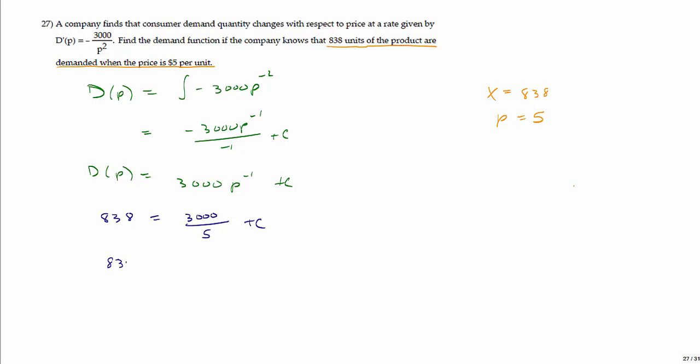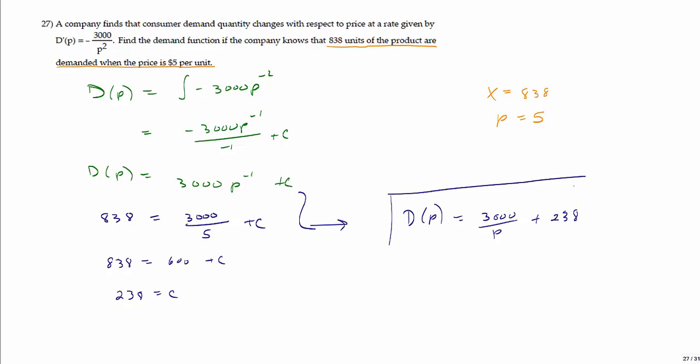So I'll get 838 is equal to, this becomes 3,000 over 5, that's 600 plus c, and then I'll subtract 600 from both sides. So c is equal to 238. Therefore, my demand function, my particular solution in this case, d of p, will be equal to 3,000 p to the negative 1, so over p, plus 238.